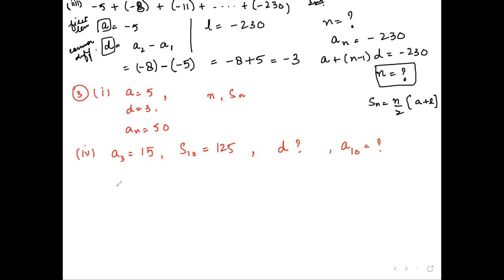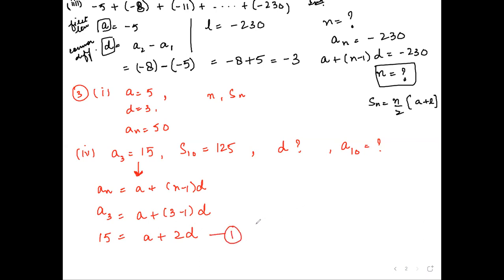Okay, Abdullah, now first come to this. Which is given? a3 is equal to 15. We know that an is equal to a plus n minus 1 into d. So we start with the formula. Now a3 will be a plus 3 minus 1 into d, and a3 is 15. So 15 is equal to a plus 2 into d. Since we don't know a and d, we cannot solve it yet. So this is your equation number 1.